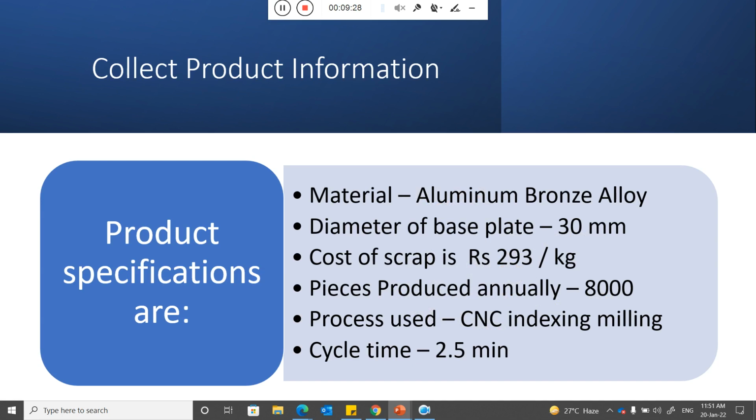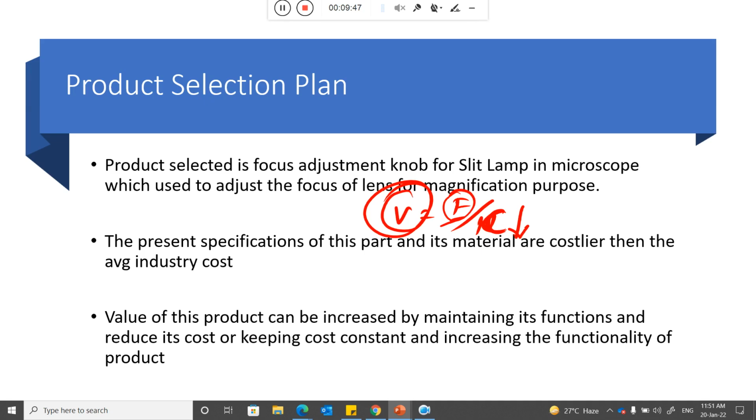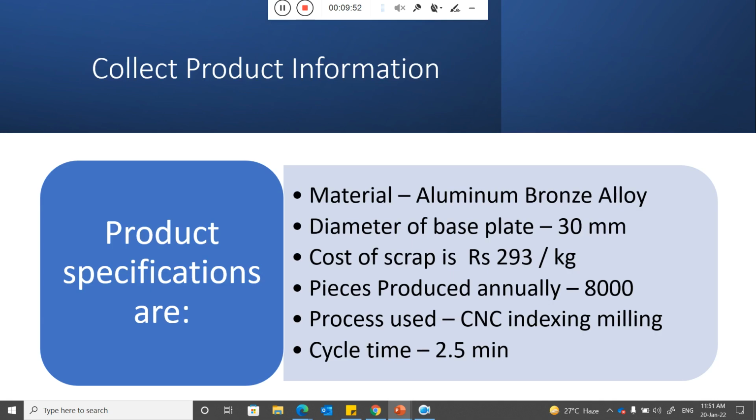That is the existing methodology or existing process to produce that particular product, that particular sub-assembly or element of the microscope. So what is the current status of the product you selected for value engineering, like the adjustment knob? The current status is given here in terms of the cost and all the details: what material, what is the dimension, how much you produce annually, what process you use, what is the cycle time. All that information you need to collect.